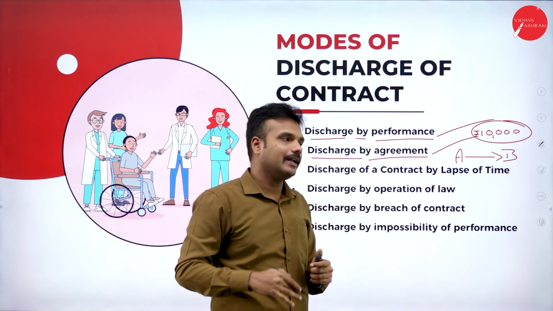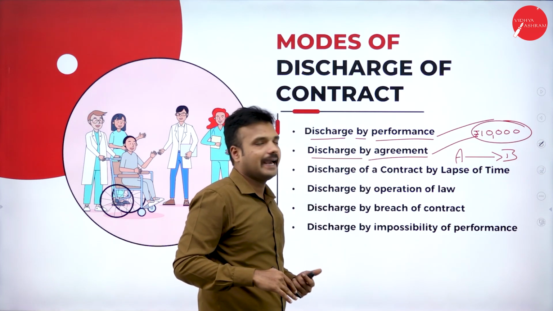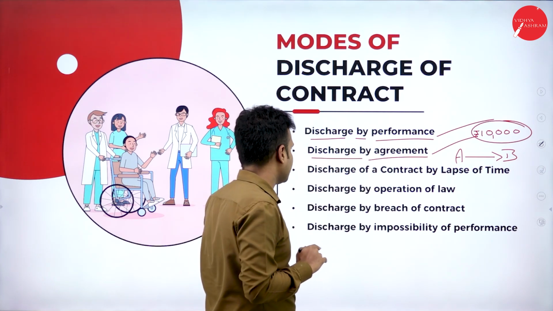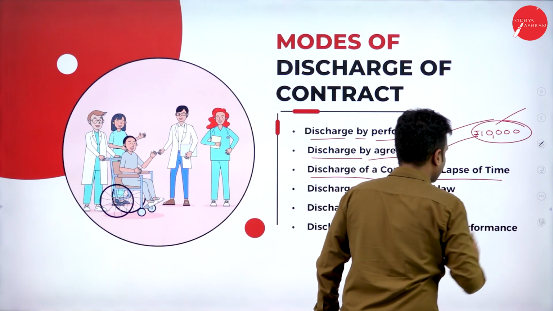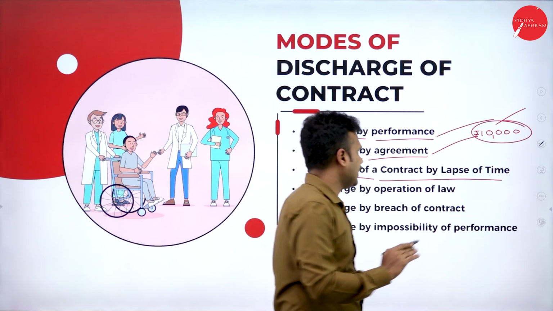So this we call a discharge by agreement. Next, discharge of contract by lapse of time. I will give you one beautiful example.